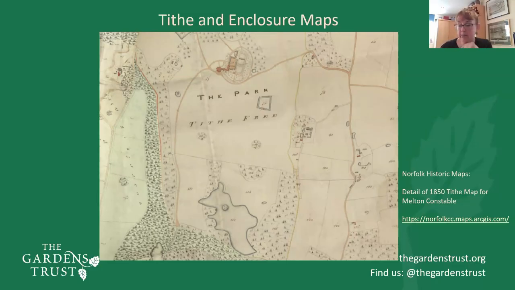So tithe maps date from the middle of the 19th century. They can be viewed in county archives or through the genealogists' websites, although, of course, the latter does require payment. So if you want to see them for free, go into your local record office or your heritage centre. Before 1836, tithes were paid to the church. It was a tenth of your produce from the land. So it could be a tenth of your crops, animals, timber, fish, etc., whatever people felt they could spare.